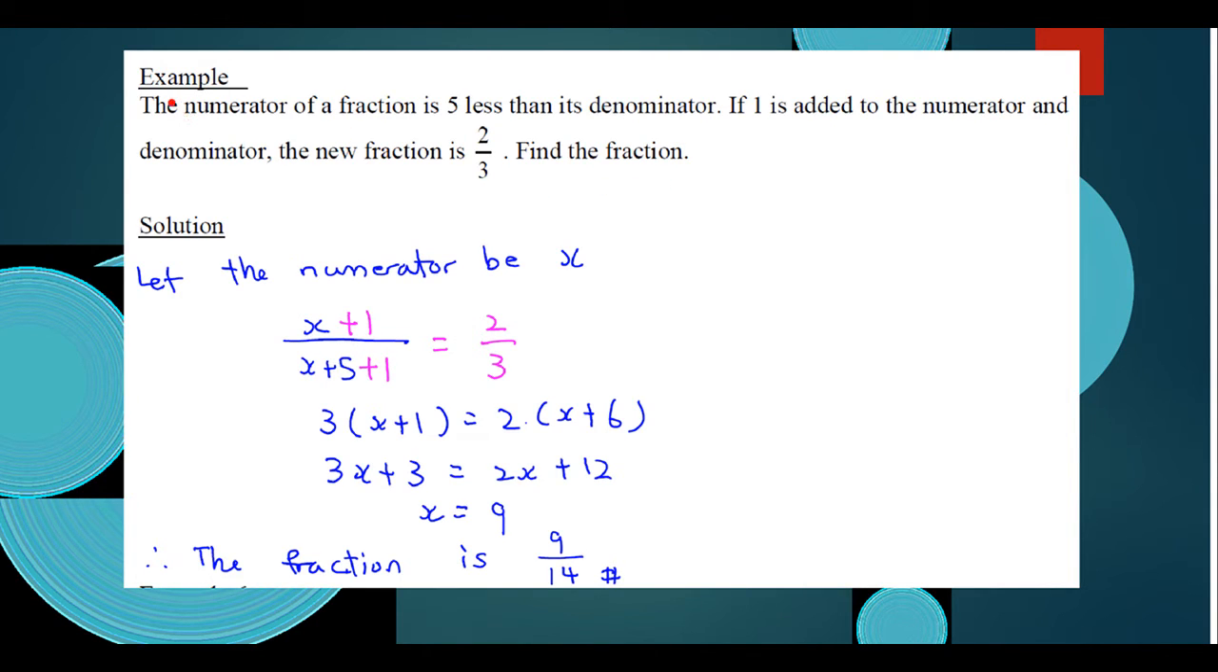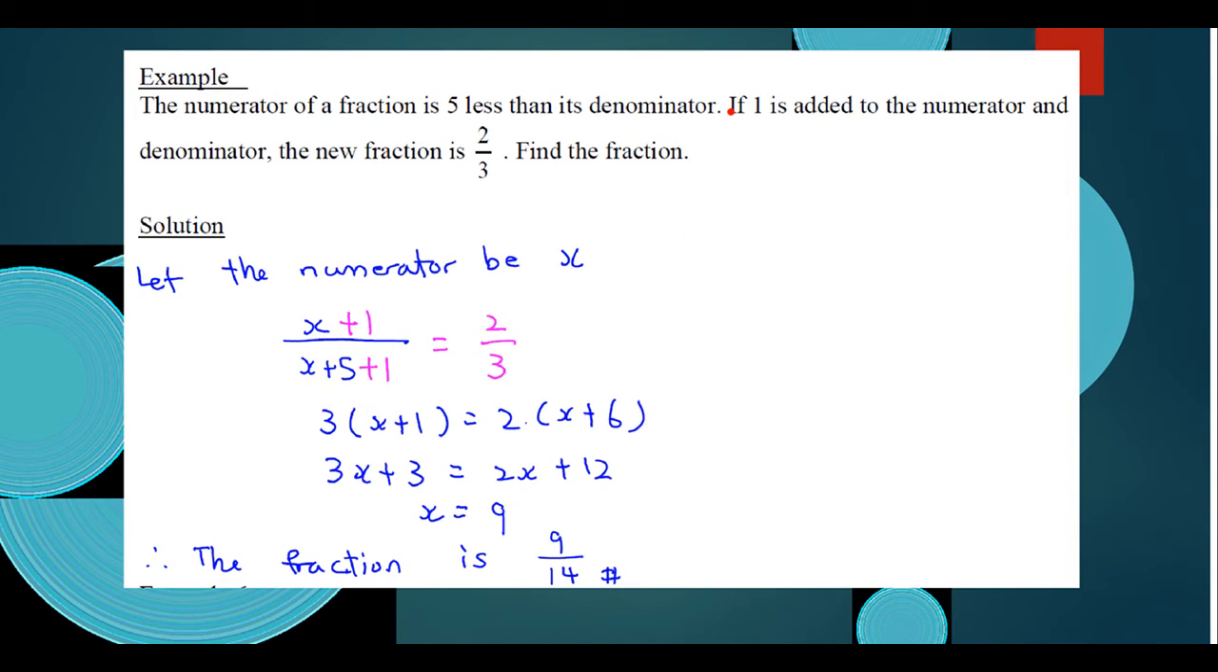So here I have to form an equation. Now let's read the first statement again. The numerator of a fraction is 5 less than its denominator. So in this case, I let the numerator be x. Since the numerator is 5 less than the denominator, this would mean that the denominator is 5 more than the numerator, which means that the denominator will be x plus 5.